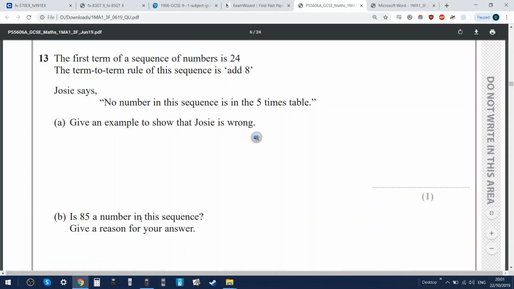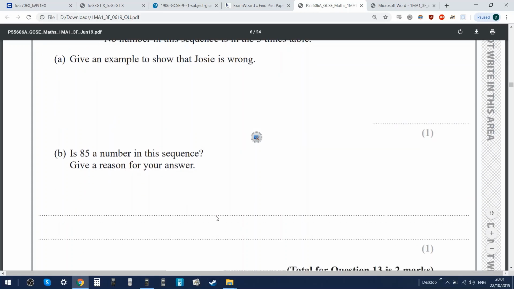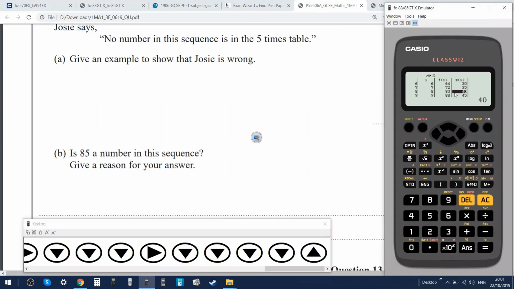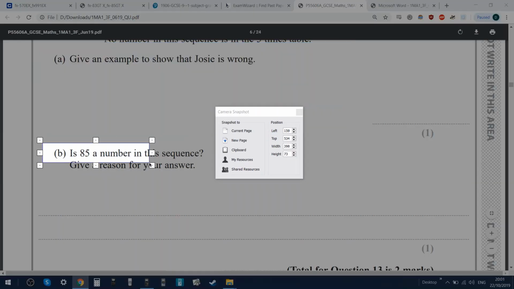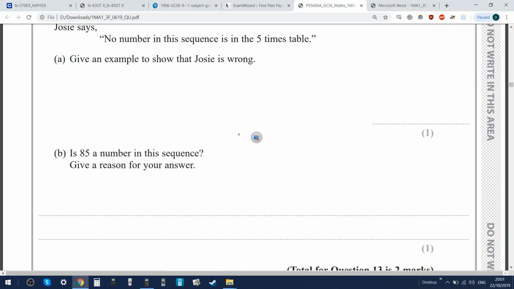Is 85 a number in this sequence? Give a reason for your answer. Well, I'm going to cheat. Is 85 in the sequence? 80 is in the sequence, and 88 is in the sequence. And so we have to give a reason for the answer.